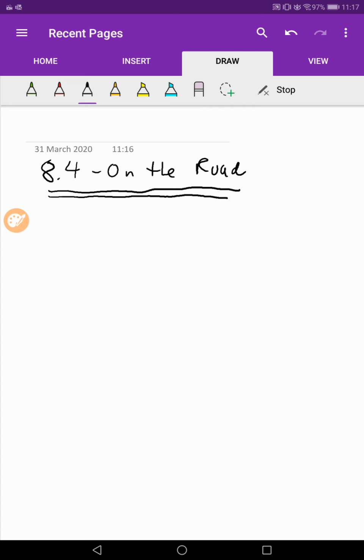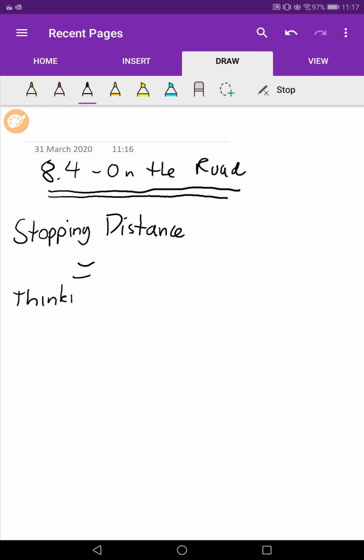And we did talk a bit about this before, but I want to just recap. So, if you remember, we've got the total distance that a car needs to stop. We've got a stopping distance, and that's equal to your thinking distance plus your braking distance.